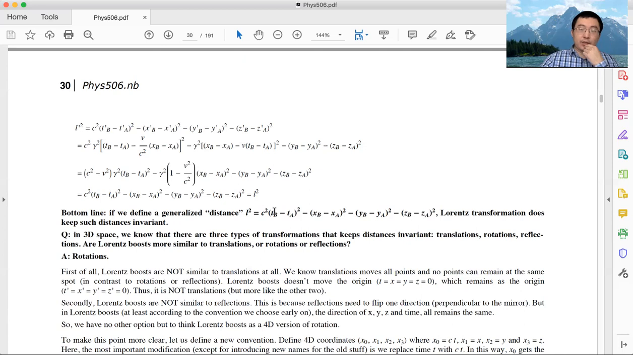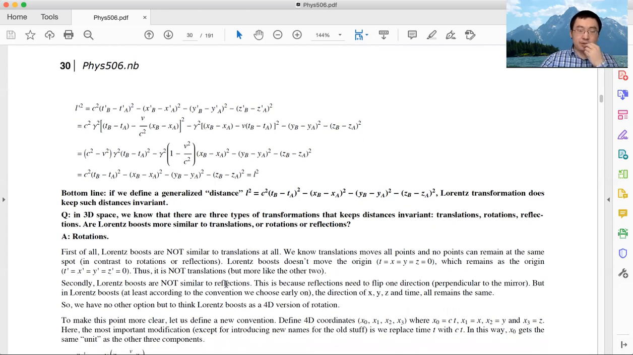Now we are in four-dimensional space, and we know that Lorentz boost keeps this four-dimensional distance invariant. The natural question to ask here is whether Lorentz transformation is more similar to a translation, or to a rotation, or to a reflection, because these are the only three possibilities. If Lorentz transformation keeps the distance invariant, it should be a 4D generalization of one of these 3D transformations. The question is which one.